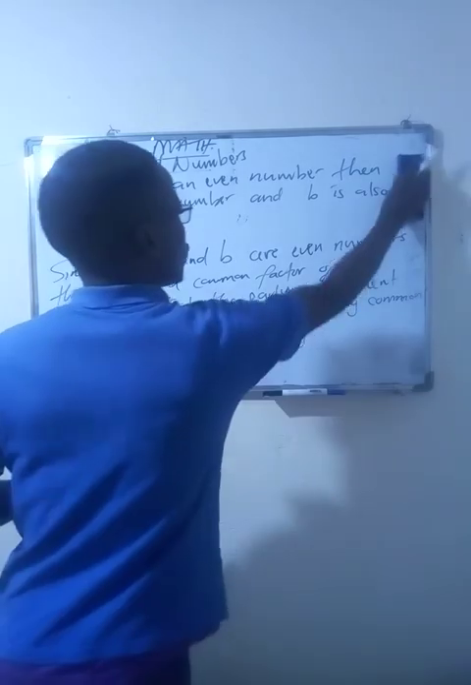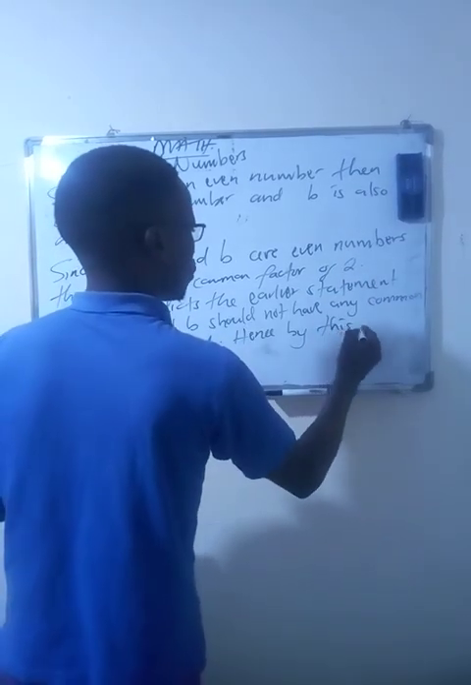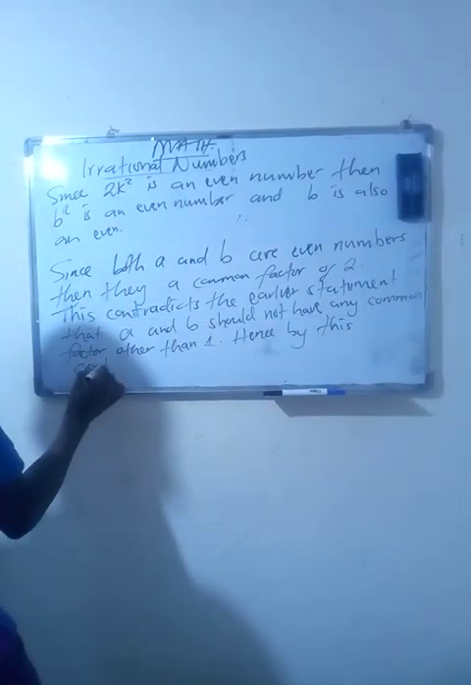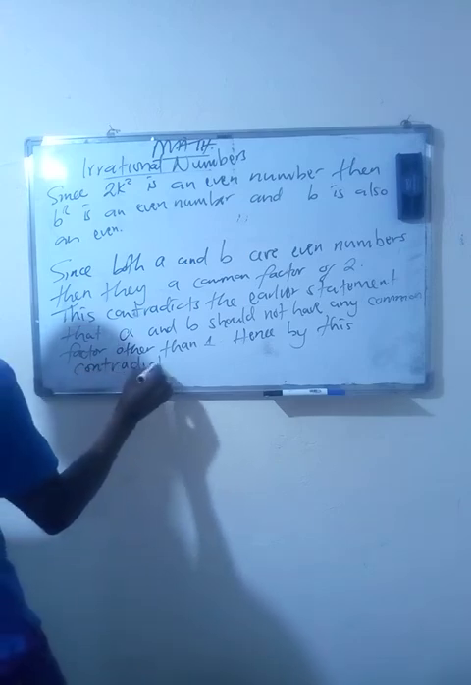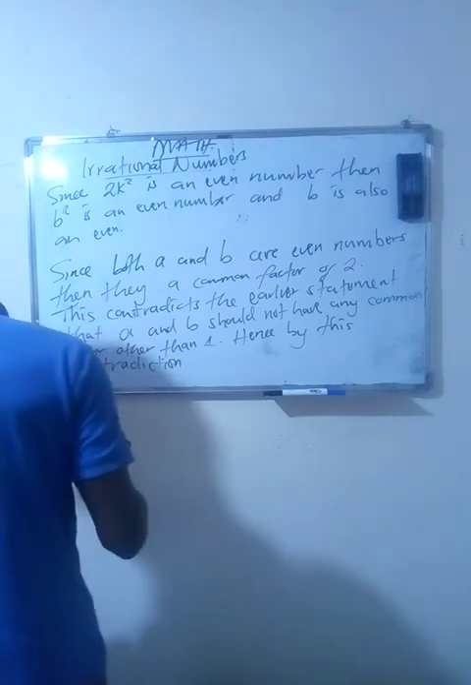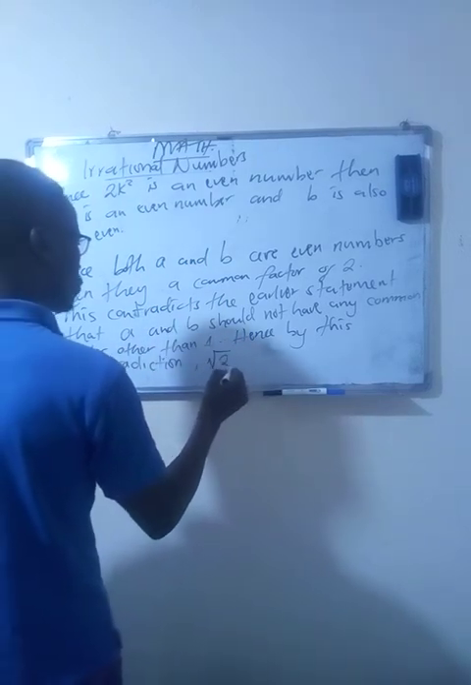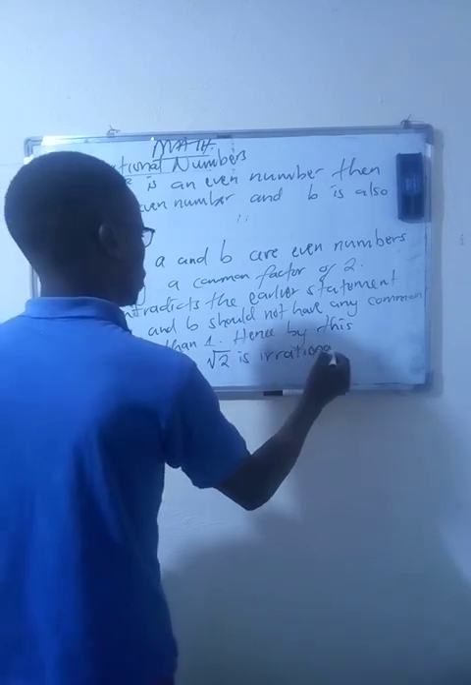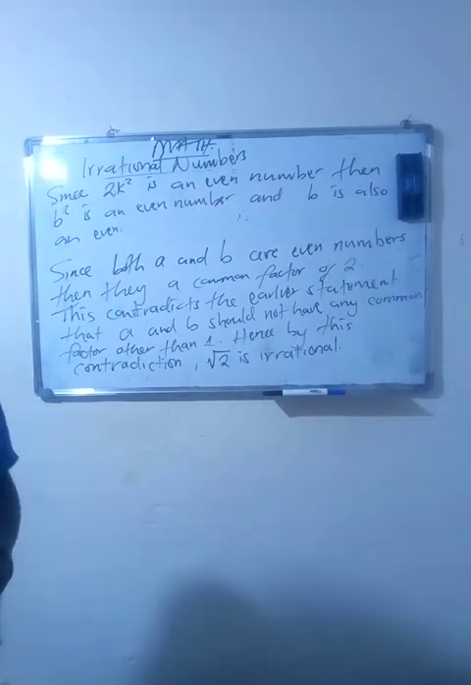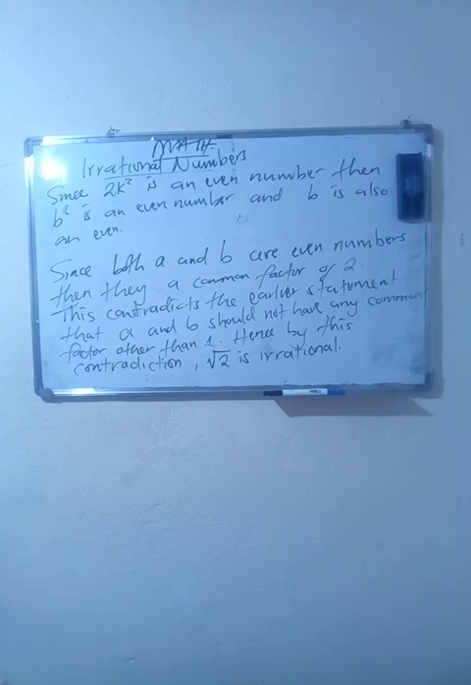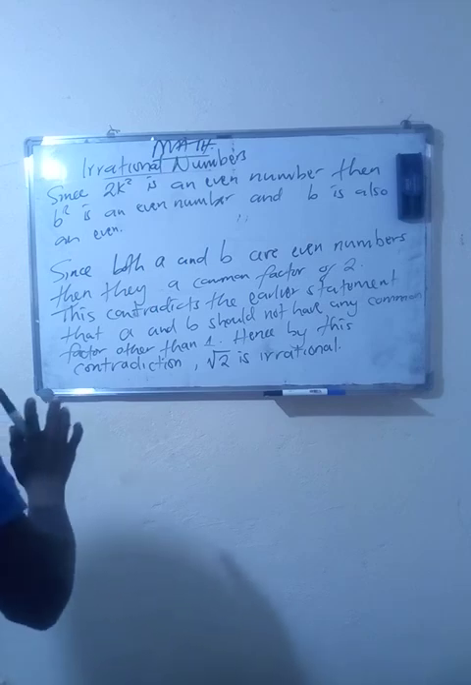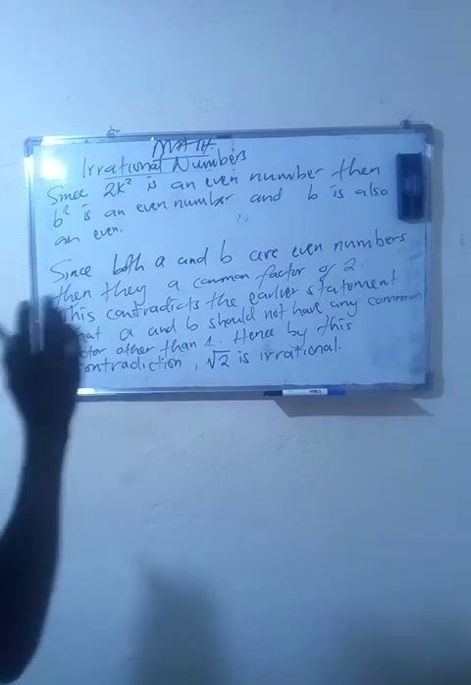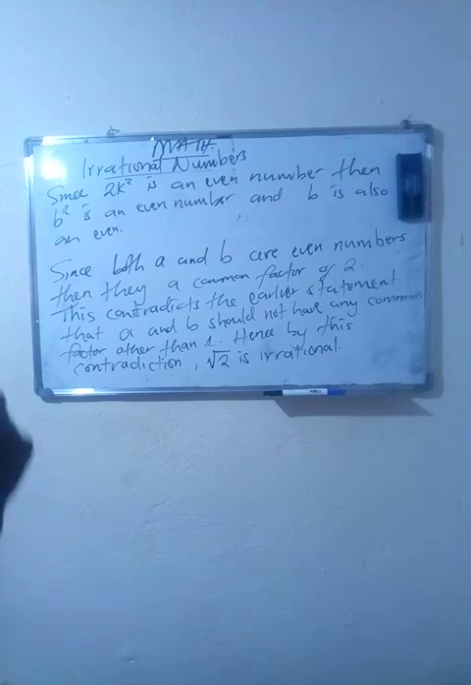Okay, hence by this contradiction, root of 2 is irrational. Okay, hence by contradiction, root of 2 is what? Is irrational. Okay, so you guys, this is how you go about these questions. This is how you prove that root of 2 is an irrational number, right?